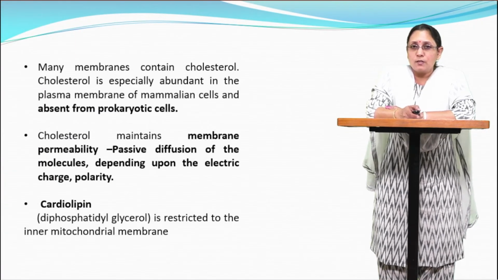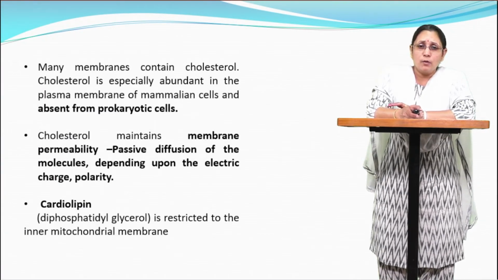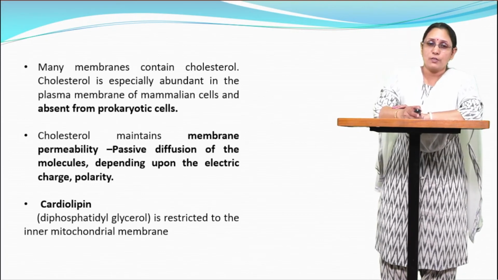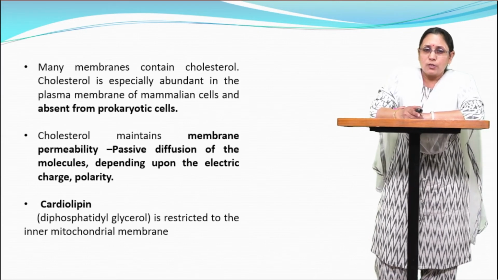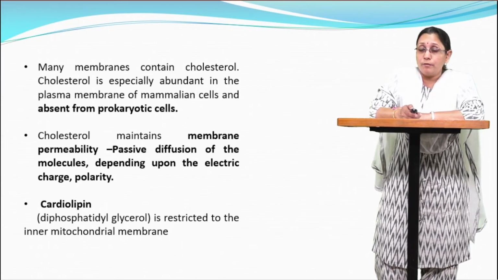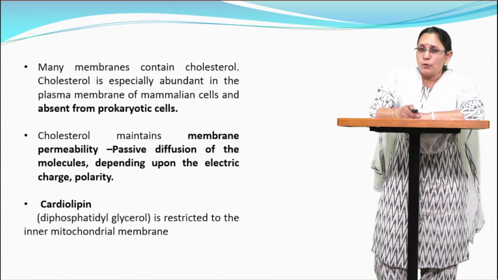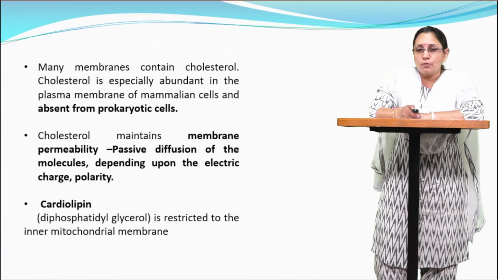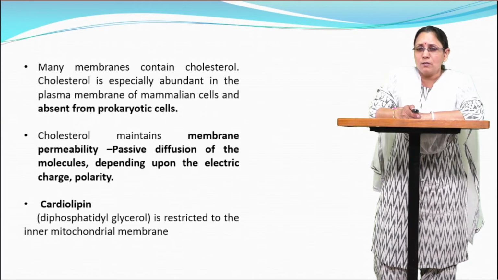Many membranes contain cholesterol also. So many questions come to mind related to this cholesterol. What is the role of cholesterol? Cholesterol is especially abundant in the plasma membrane of all mammalian cells and totally absent in prokaryotic cells. What is its role? Remember, it helps to maintain membrane permeability. What is meant by membrane permeability? Membrane permeability is nothing but the passive diffusion of molecules, which depends upon the electric charge and polarity of that particular molecule.